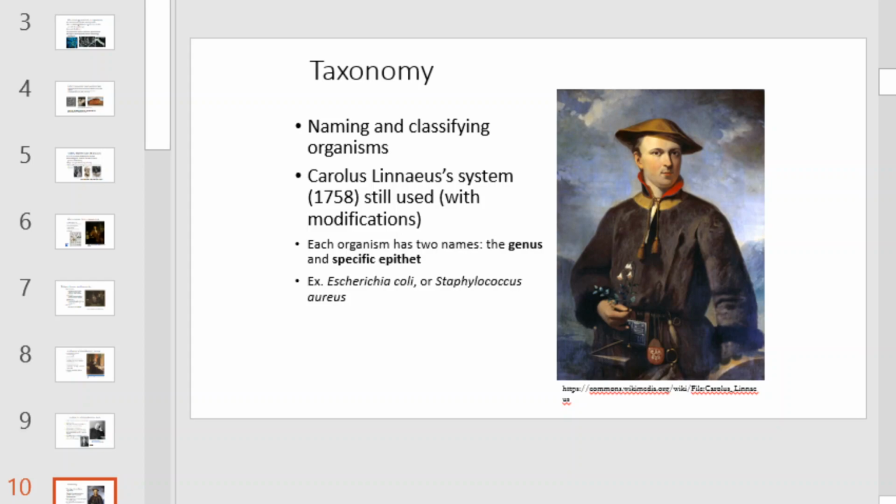It is one in which each organism has two names, the genus and specific epithet. Organisms are given names now that are descriptive. They describe a color, a shape, or a location that they can be found. In some cases, organisms are given names based on the person who discovered them.